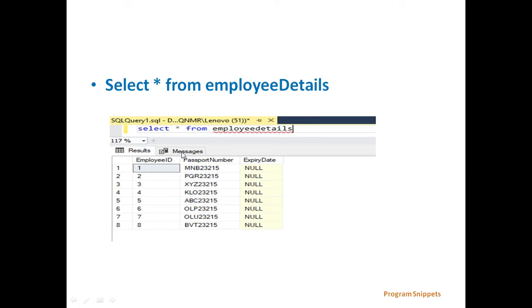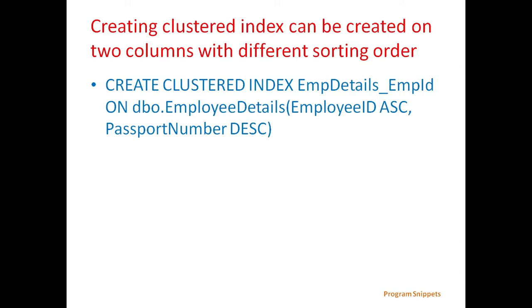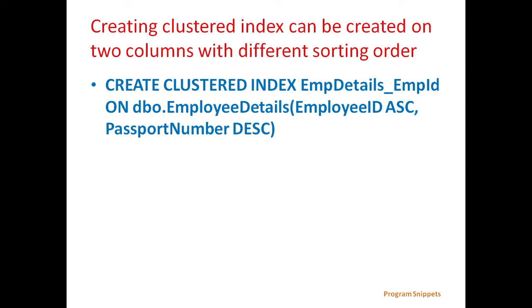Even though we have inserted data randomly, when we use a clustered index, it will sort the data according to employee id. We can create a clustered index on 2 columns with different sorting orders. For example, create clustered index employee details employee id on table name, that is employee details, with fields employee id ascending and passport number descending.